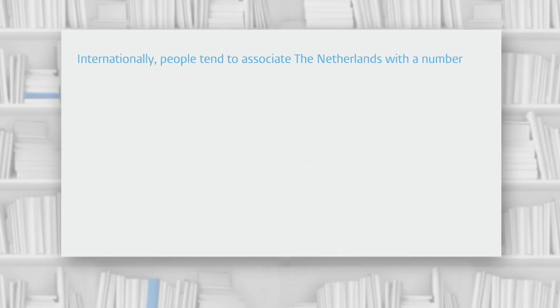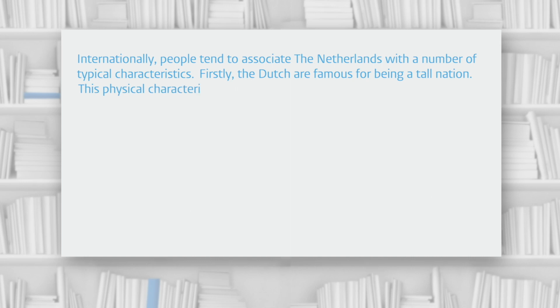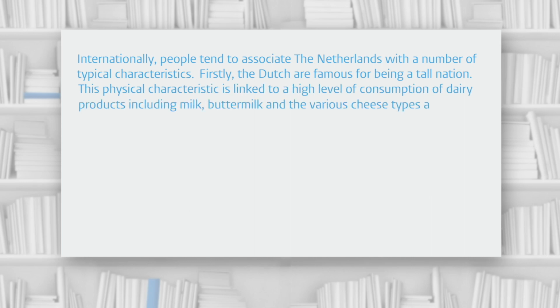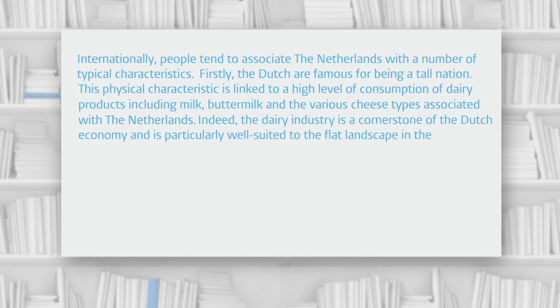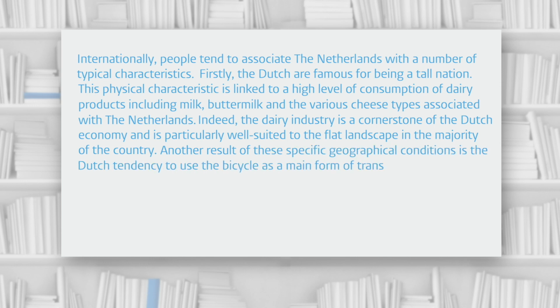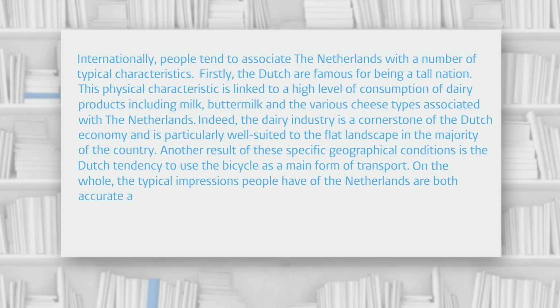Internationally, people tend to associate the Netherlands with a number of typical characteristics. Firstly, the Dutch are famous for being a tall nation. This physical characteristic has been linked to a high level of consumption of dairy products. Indeed, the dairy industry is a cornerstone of the Dutch economy and is particularly well suited to the flat landscape in the majority of the country. Another result of these specific geographic conditions is the Dutch tendency to use the bicycle as a main form of transport. On the whole, the typical impressions people have of the Netherlands are both accurate and interconnected.